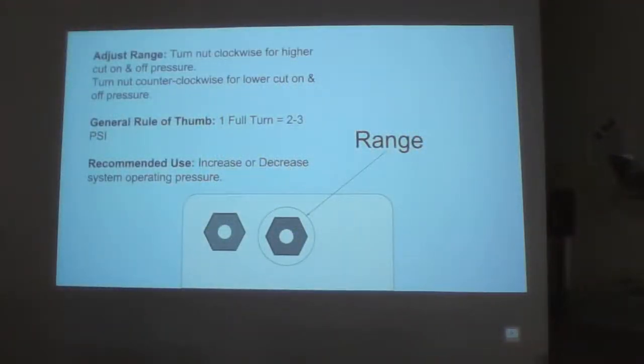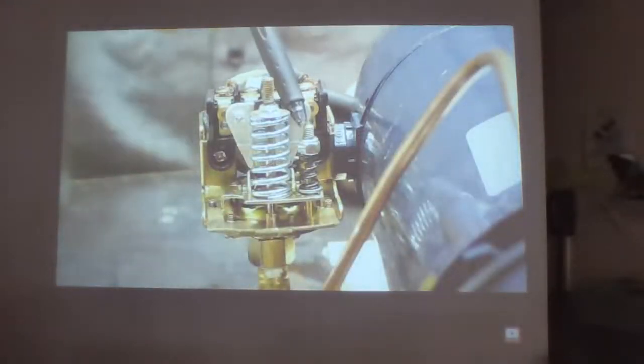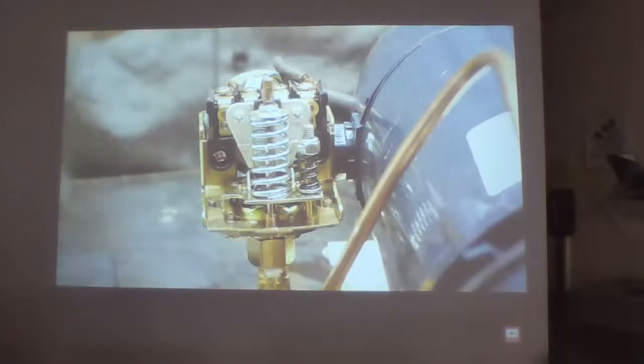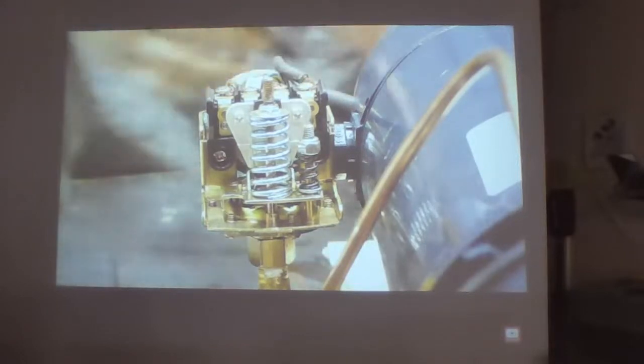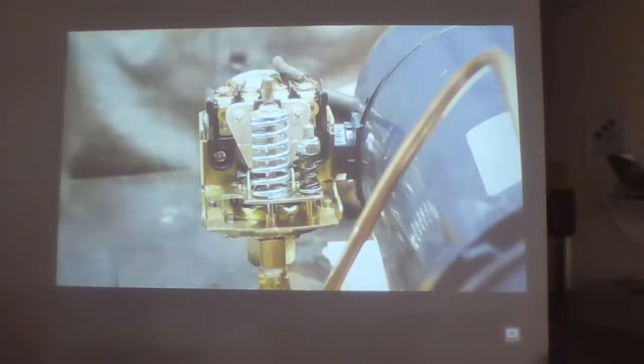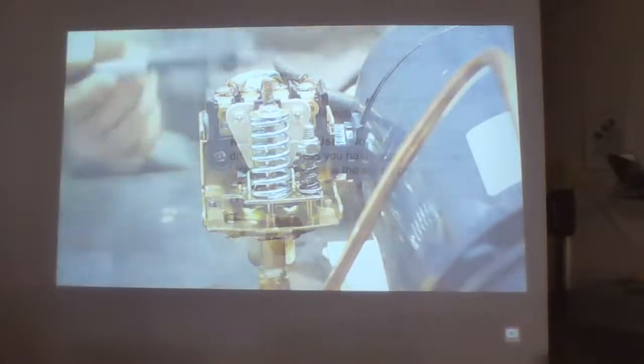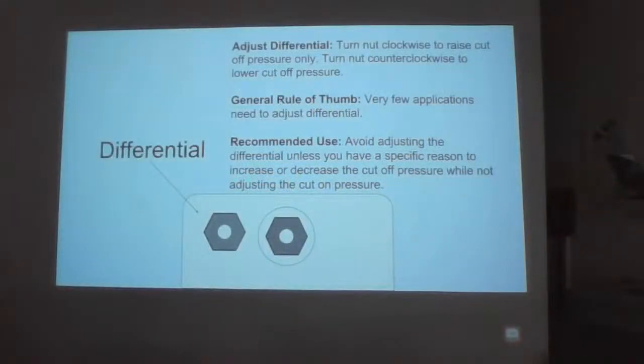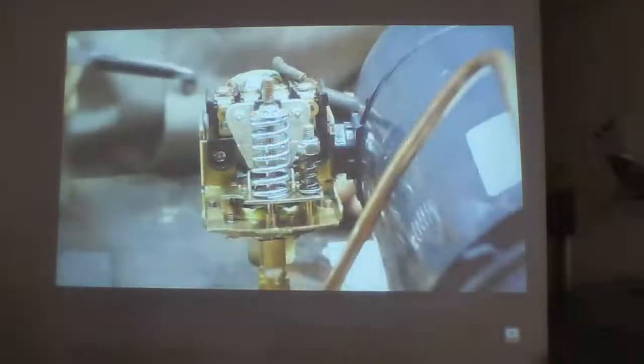This particular switch is rated about 2 to 3 PSI for every full rotation clockwise, and that would increase the pressure 2 to 3 PSI. The smaller nut on the left-hand side adjusts the differential, which actually only affects the high-end pressure. So for example, on this 30-50 configuration, if I were to tighten this or go clockwise, we would be increasing the 50. So 51, 52, 53. It increases depending on the number of times that you turn it.